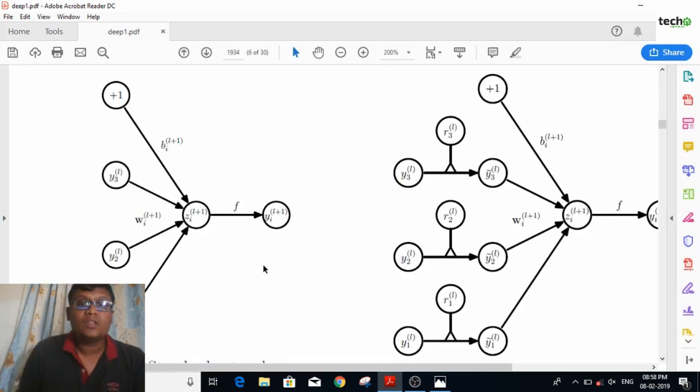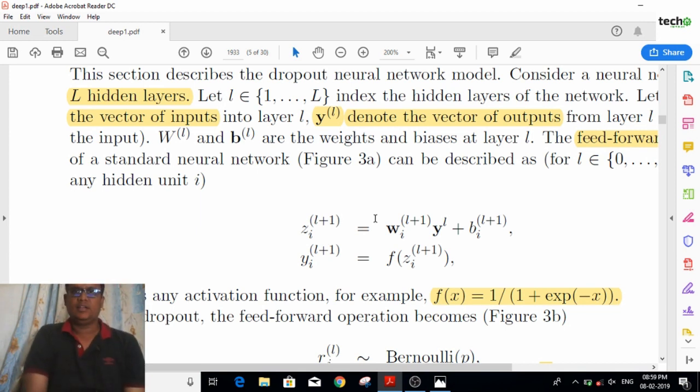First we need to select the number of hidden layers. The number of hidden layers is considered as L, and it can range from 1 to n. So L is the number of hidden layers, starting from 1 and reaching some L value. You can have some number of hidden layers.